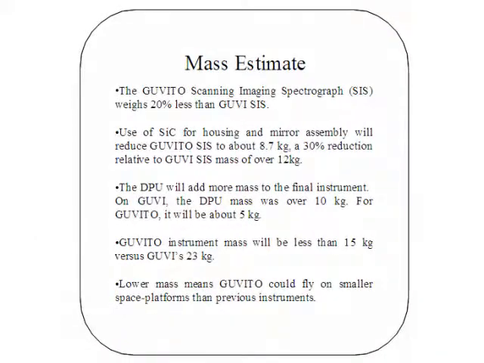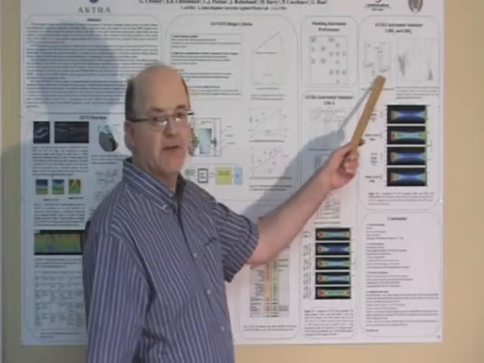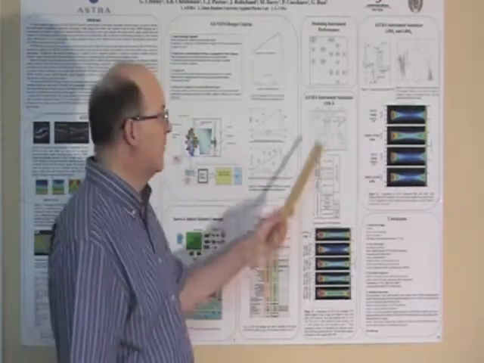So what that means is that GUVI with the detector electronics comes in at about 12 kilograms. Guvito will come in at about 9 kilograms. When you add in the data processing unit that will be required, for Guvito it's going to be about another 5 kilograms, bringing us to under 15 kilograms for the entire instrument, whereas GUVI for the entire instrument was about 25 kilograms.